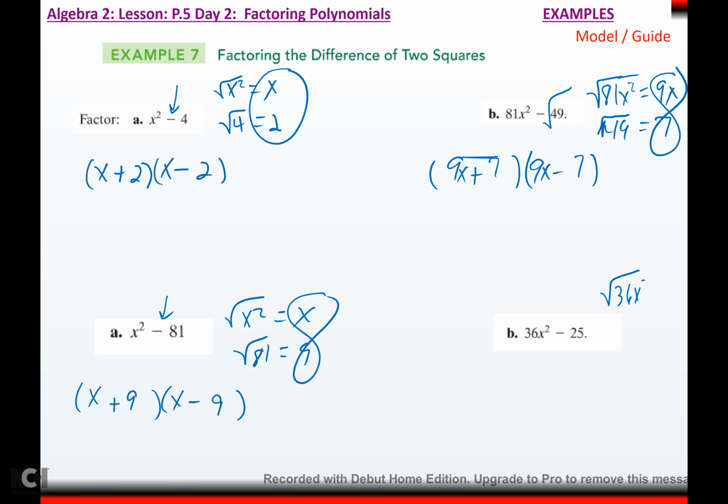Square root of 36x squared, perfect? Yes, it's 6x. Square root of 25, perfect? Yes, it's 5. Is it a difference? Perfect. Bino, bino, plus and minus. And my two terms are 6x plus 5, 6x minus 5. Okay?